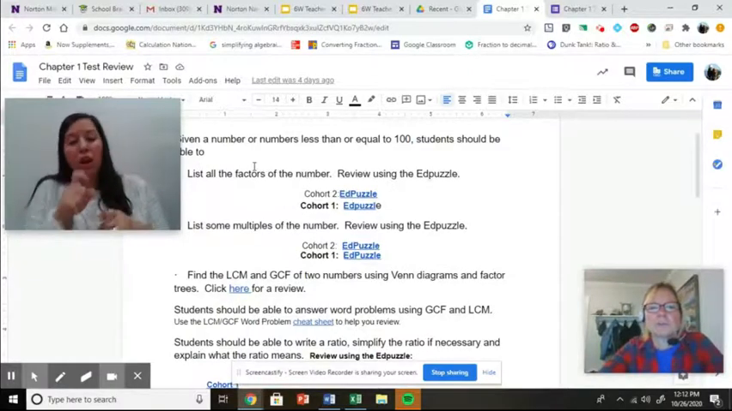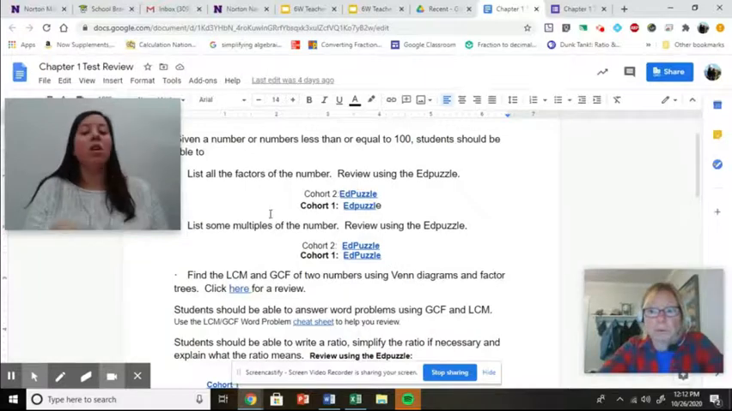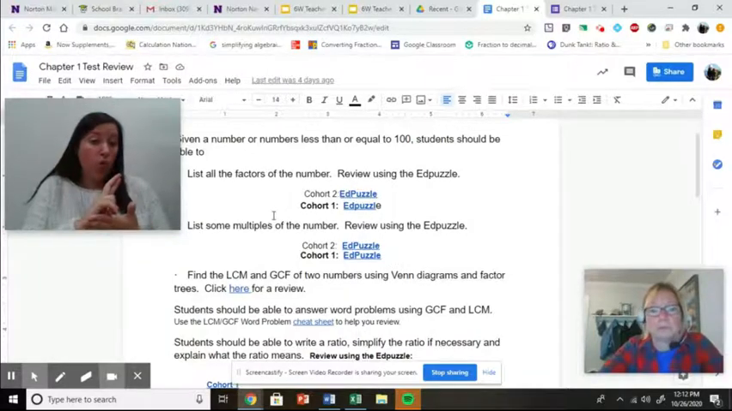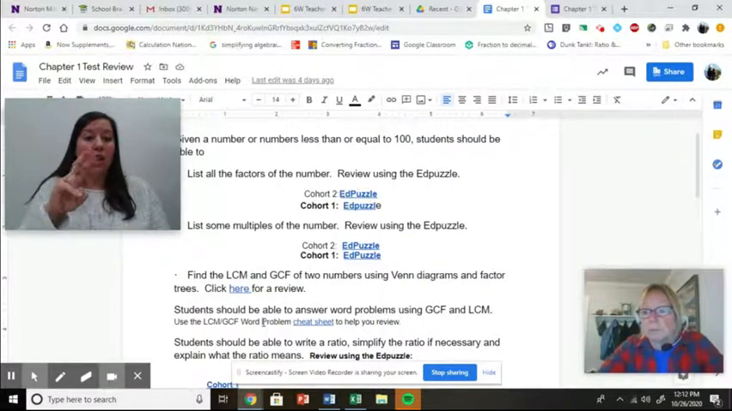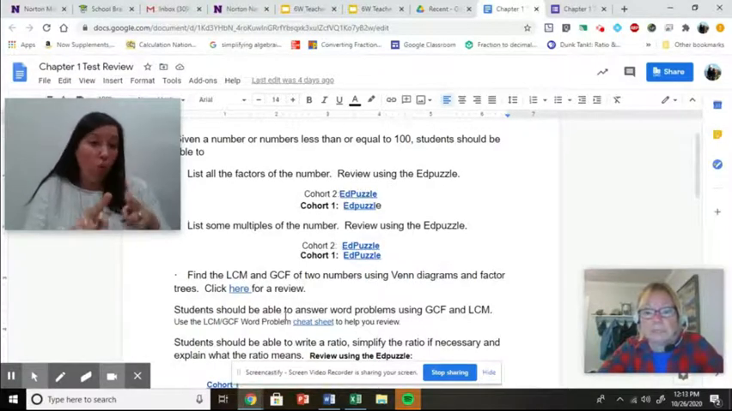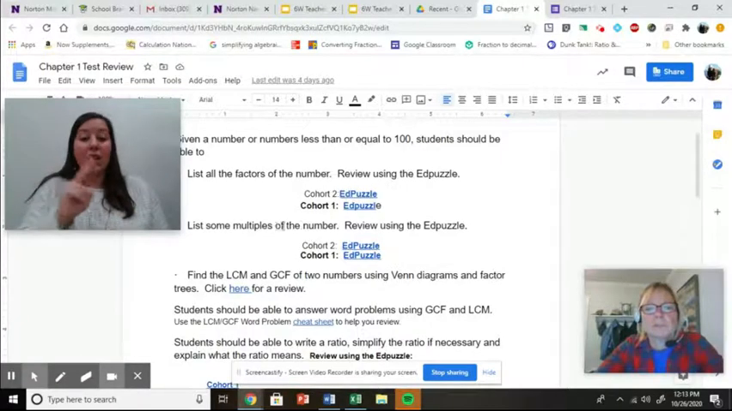So the first one is you should be able to list all the factors of a number. If you're not sure what factors are, or if you just want to review to be really prepared for your test, click on the Ed puzzle. You don't have to do the entire Ed puzzle. You can watch it for a little bit of time until you feel confident that you remember what you're supposed to be doing. The second bullet says list some multiples of the number. Review using the Ed puzzle.